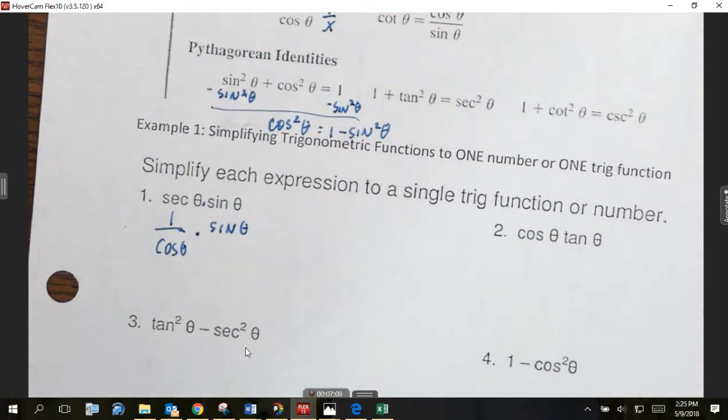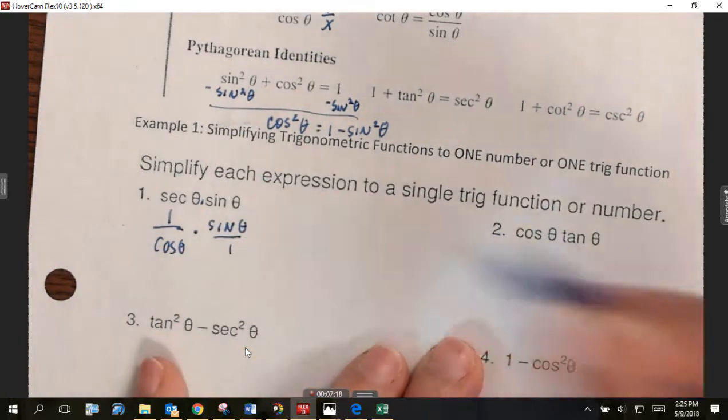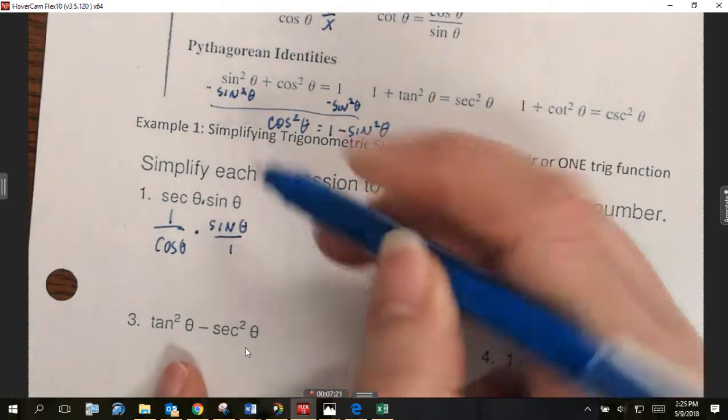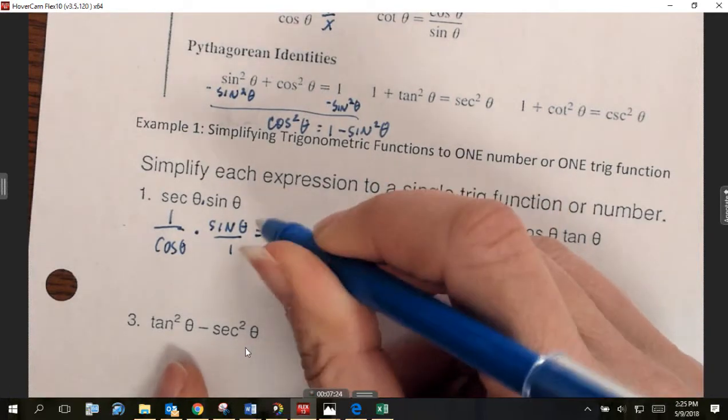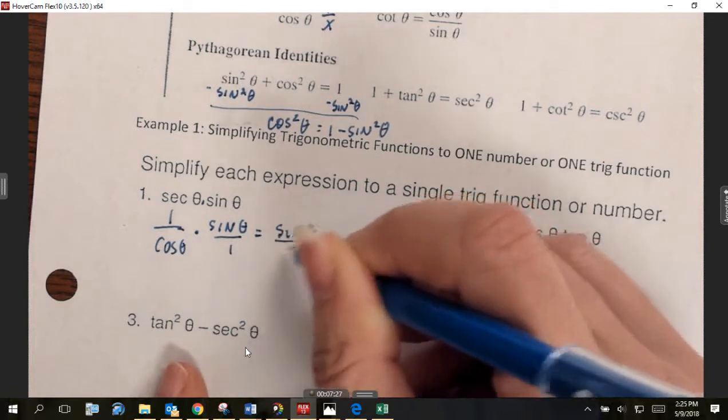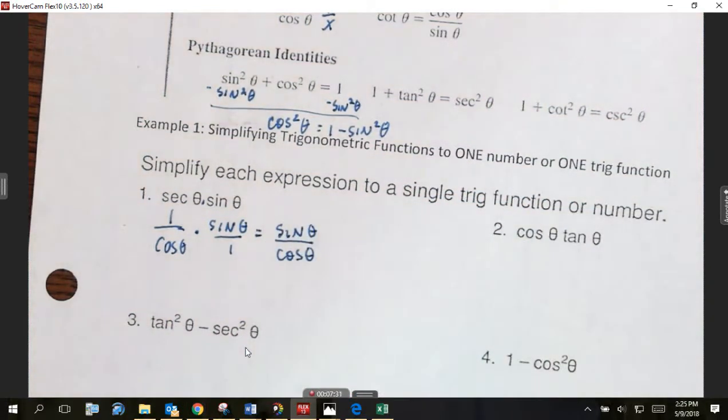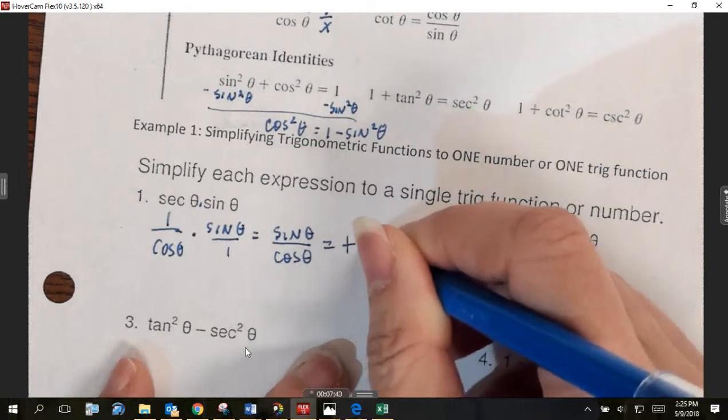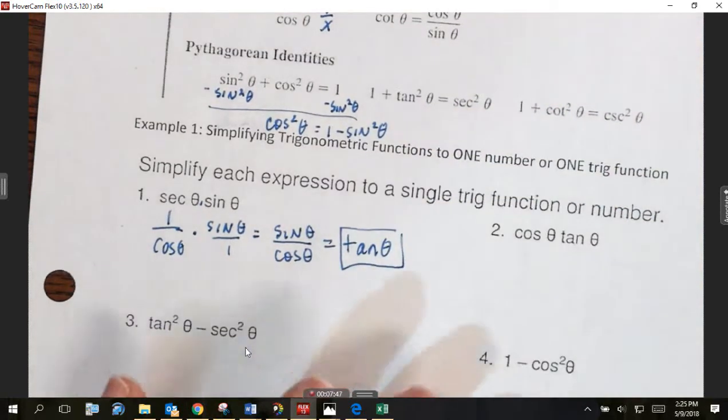And I kept sine theta, so sine theta. Now if I did that, and I multiply them together, did we learn how to multiply fractions at some point? I hope so. You multiply straight across. I get sine theta over cosine theta. And my goal is to have one trigonometric ratio or number. Sine theta over cosine theta is equal to one trigonometric ratio. What is it? Tangent theta. So we just manipulated this using these identities and substitution until it equals one thing.